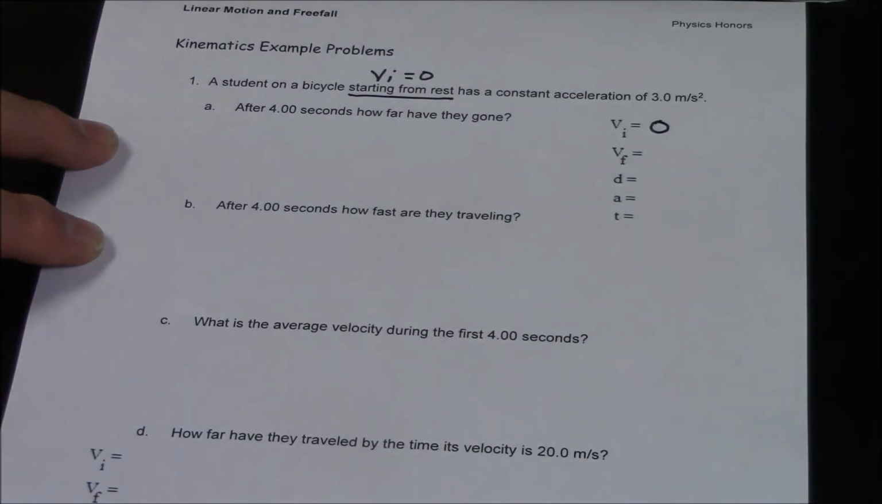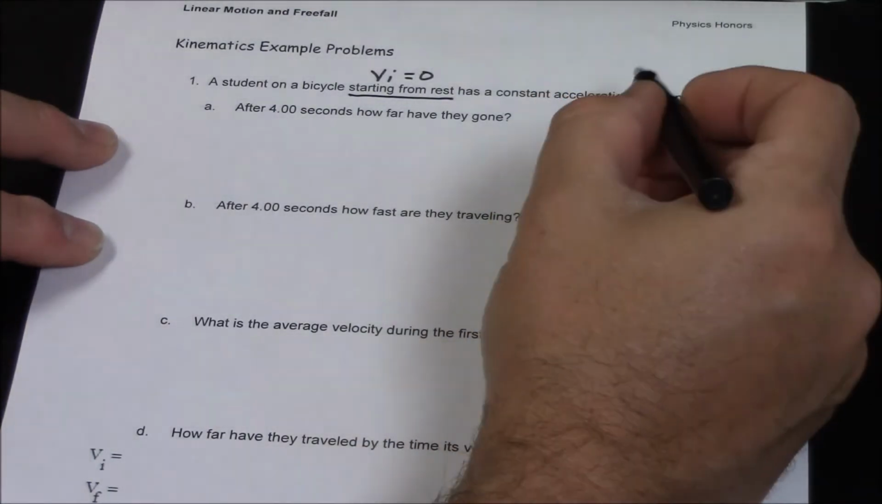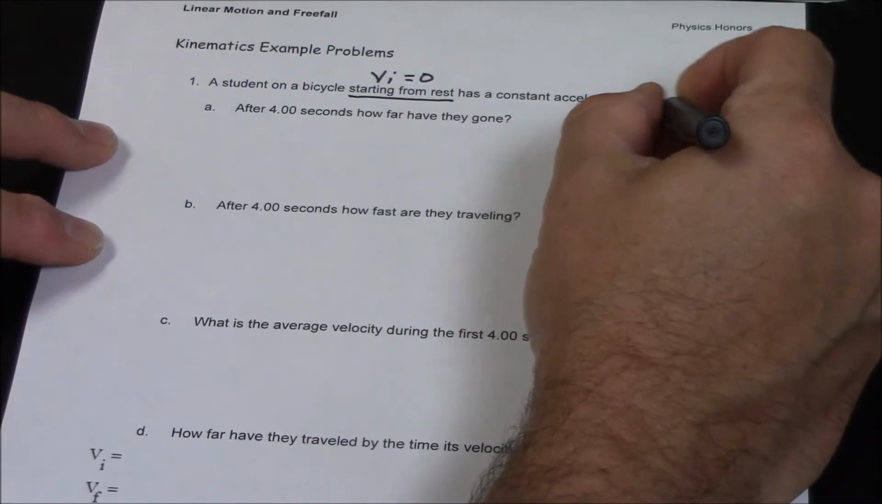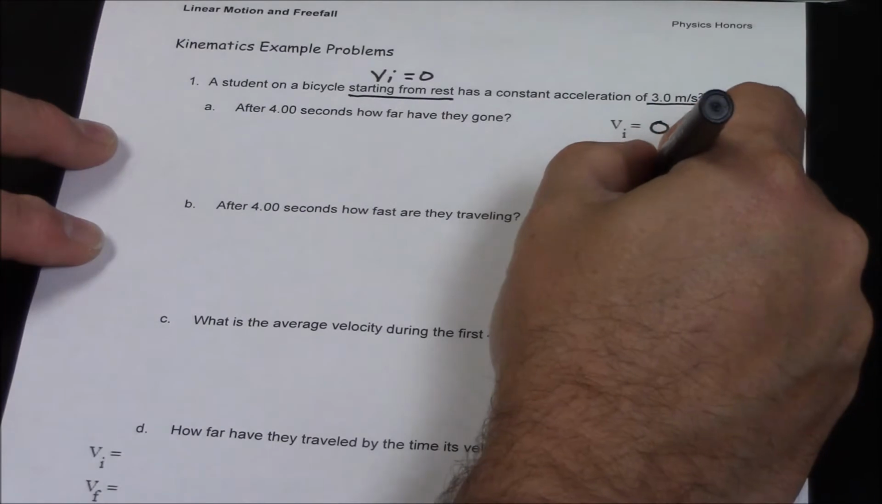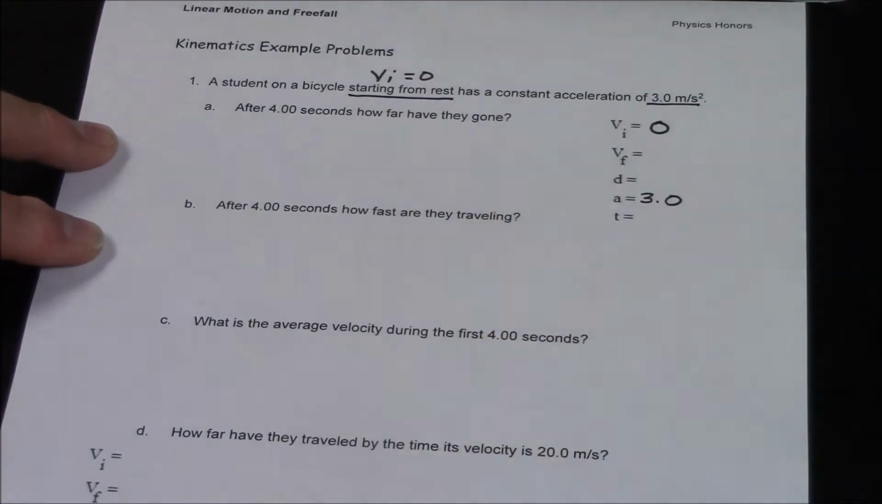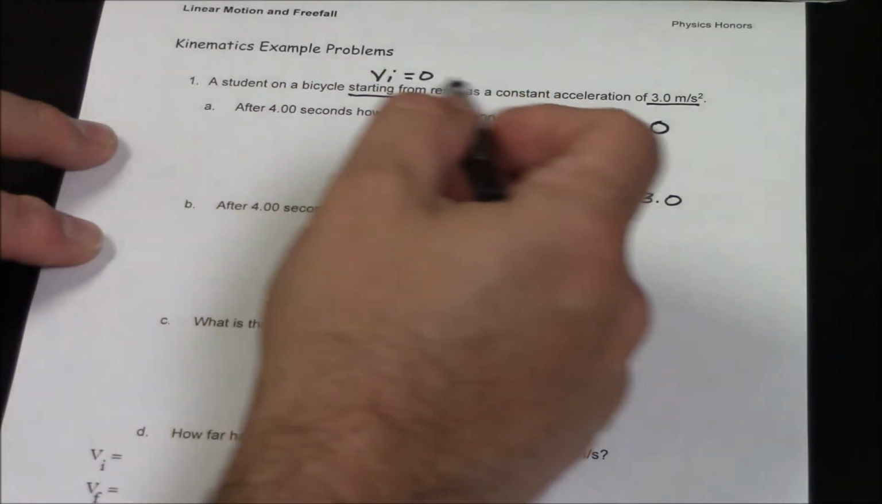So the student starting at rest has a constant acceleration of 3.0 meters per second squared. On some of the quest assignments, you might see where they talk about an average acceleration. Well, they mean the same thing. All we do in this class is what we call constant acceleration, so average acceleration would be the same thing in that context. So that's all the information we have out of there.